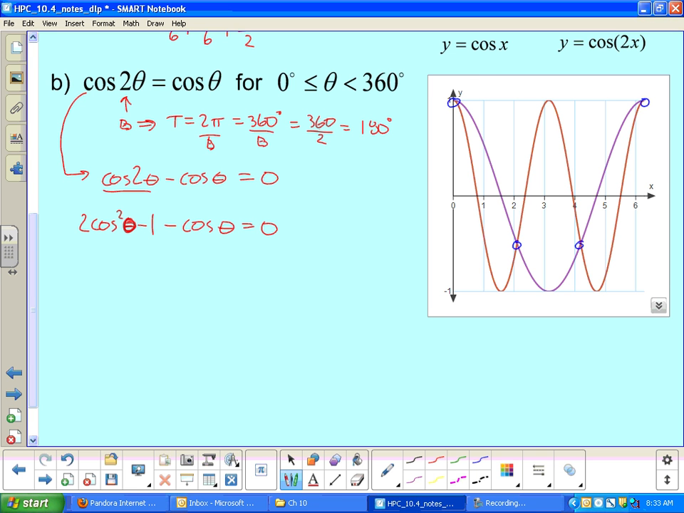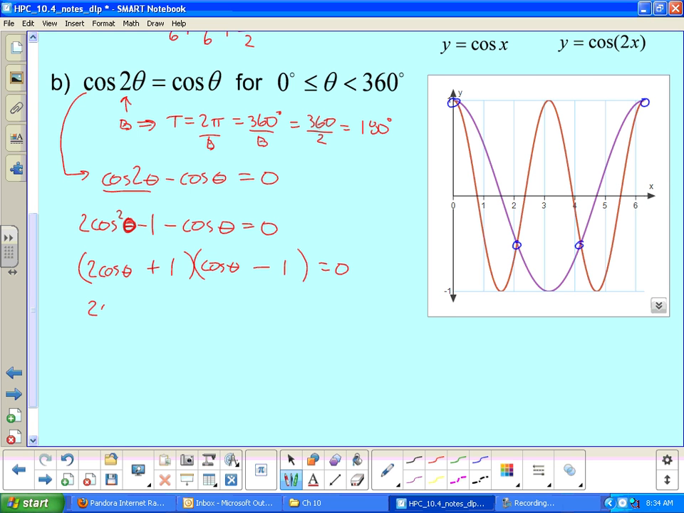And then now we're ready. We have a quadratic that we can factor here. 2 cosine squared theta minus cosine theta minus 1 equals 0. 2 cosine theta, cosine theta. We want a negative cosine, so we're going to have a negative 2 cosine. We're going to add 1 to it.